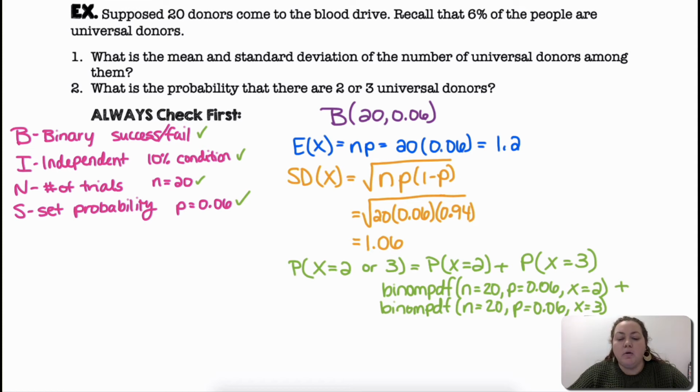All right, so a binomial PDF where N is 20, P is 0.06, and X is 2. And then another binomial PDF where N is 20, P is 0.06, and X is 3. And I'm going to get those answers, and I'm going to add them together to find my probability of 2 or 3 universal donors is 31.06%.